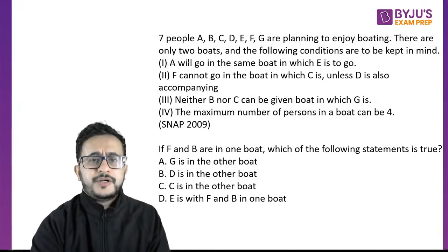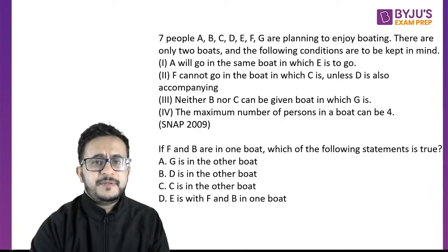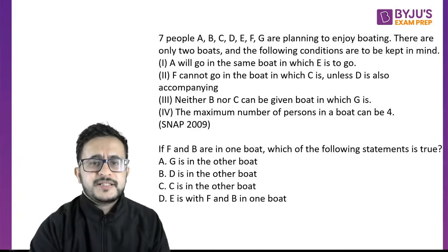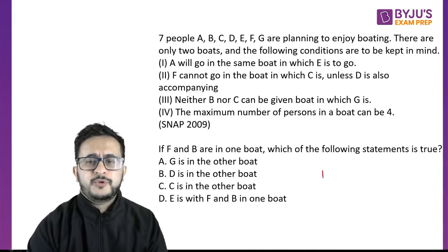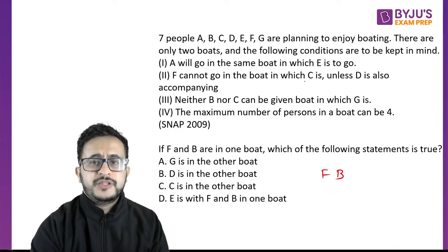Okay, all right, so it says that these are 7 people and condition is one boat there can be 4 people. Okay, and these are some conditions. So first let us look at this condition. F and B are in one boat, तो एक boat में F and B हो गए, right? Now F cannot go in the boat with C unless D is also accompanying.